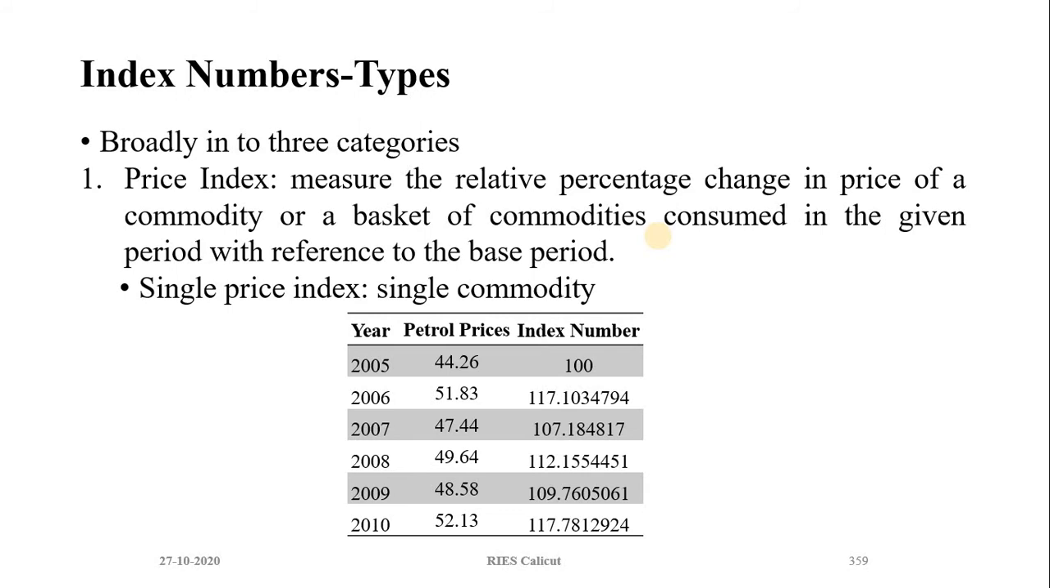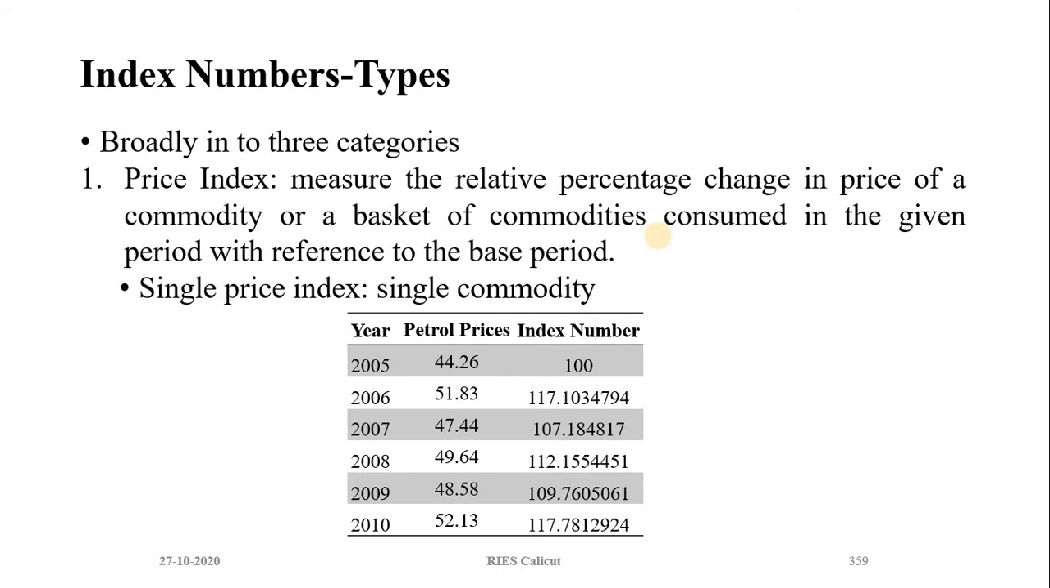What is the single price index? Single price index means comparing the prices of a single commodity between two time periods. What is composite? Composite means comparing the prices of a group of commodities in 2 years.